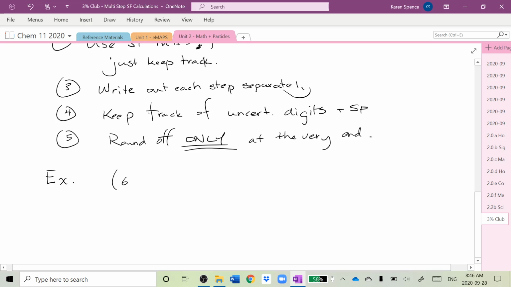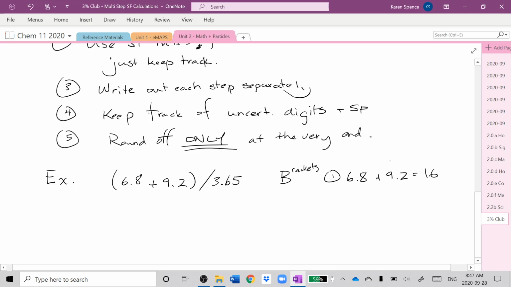So we have 6.8 plus 9.2 divided by 3.65. Okay, and we are going to follow our order of operations, so that means we are going to do our brackets first. So that's going to be step number one. We're going to do our brackets. So we have 6.8 plus 9.2, and that is equal to, if we put that in our calculator, we get 16.